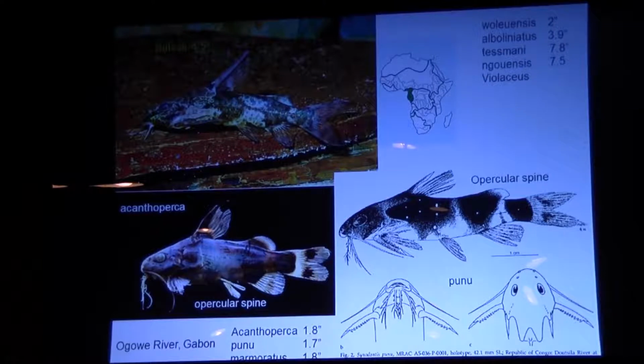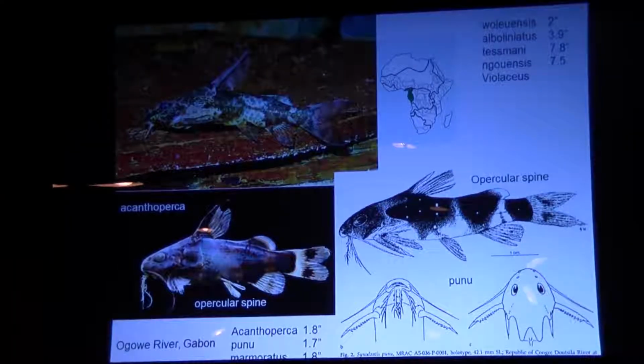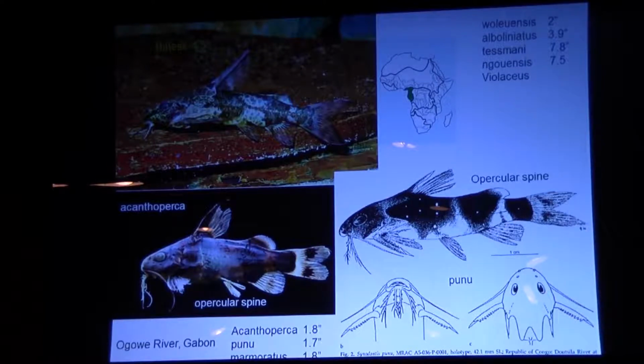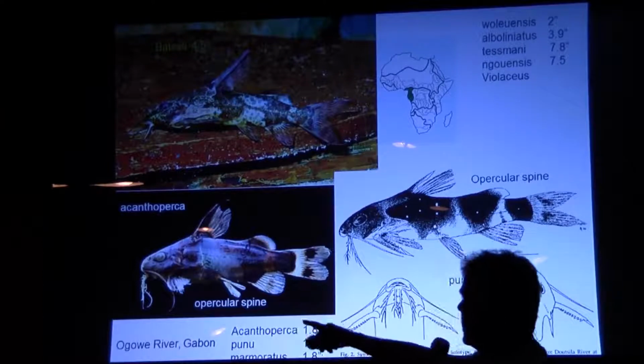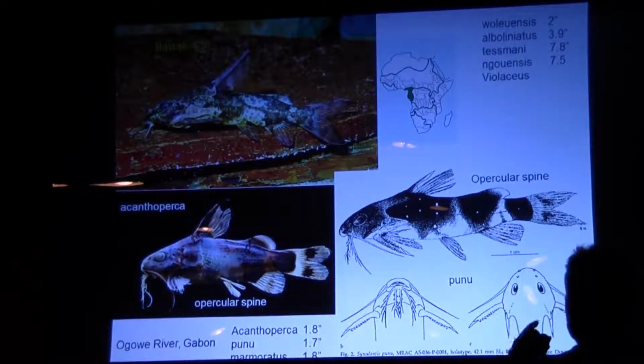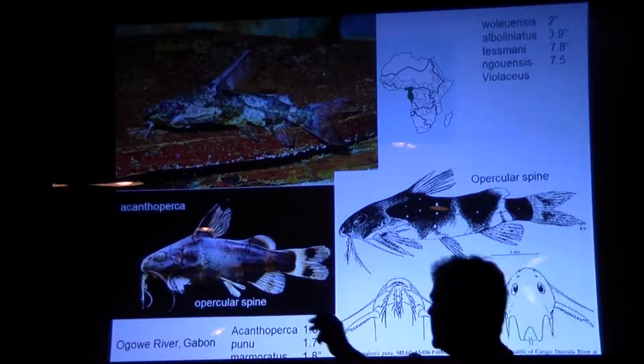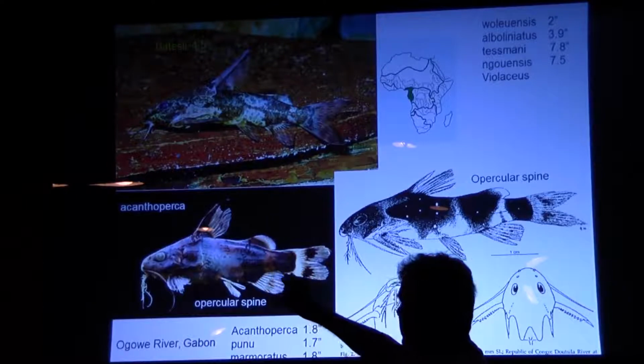Synodontis batesi up in the top corner there. That's a fairly common one in the area. Nicely patterned. These two are really interesting. We've got Puno and Acanthoperca. They're only like a 3-4 centimeter long fish, so maybe not even 2 inches. And they're probably my holy grail fish right here.